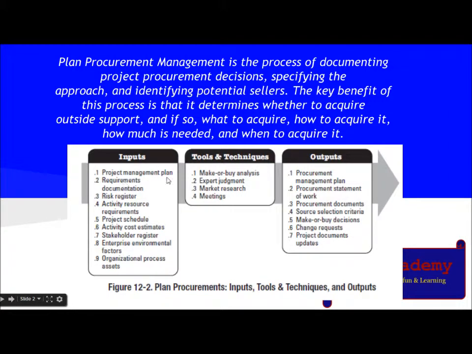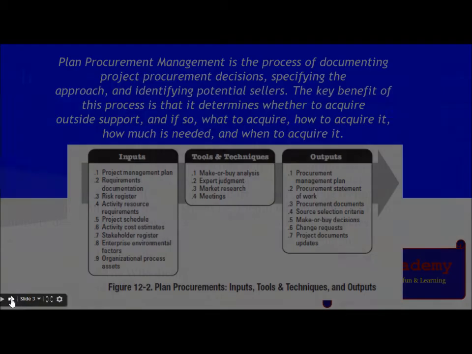The inputs involved are project management plan, requirement documentation, risk register, activity resource requirements, project schedule, activity cost estimates, stakeholder register, enterprise environmental factors, organizational process assets. The tools and techniques involved are make or buy analysis, expert judgment, market research, and meetings. The outputs are procurement management plan, procurement statement of work, procurement documents, source selection criteria, make or buy decisions, change request, and project document updates.